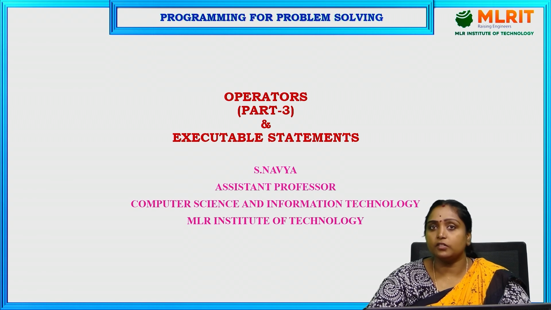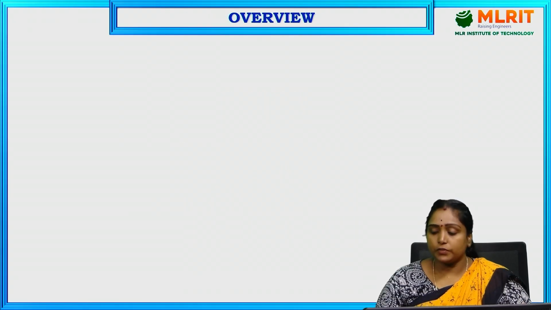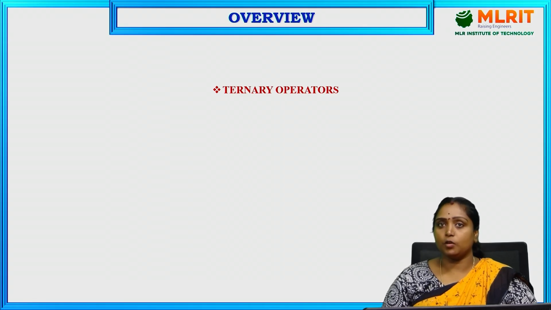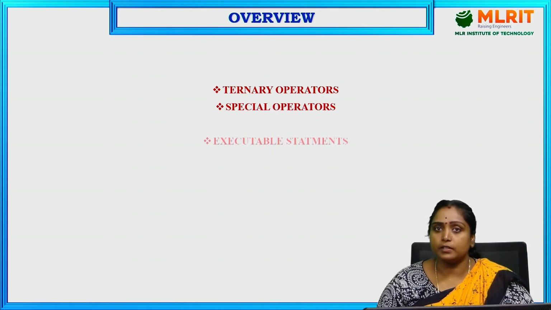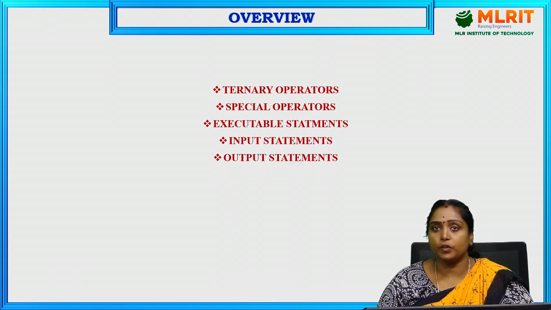In today's session, we are going to see operators part 3, as the last two sessions were on operators, and this is the last session on operators along with the executable statements. We are going to see the remaining operators, which are ternary operators, special operators, and the executable statements. In the executable statements, we will see what the input statements and output statements are that are to be used in C language.